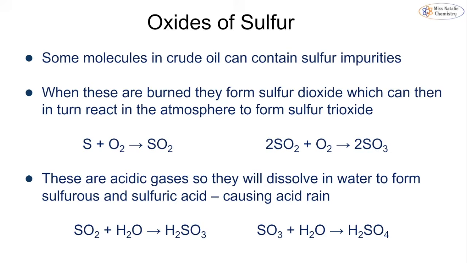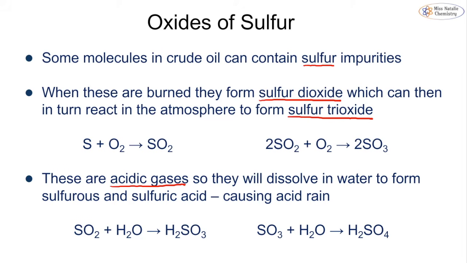In crude oil, some of the molecules can also contain some impurities of sulfur. And when we burn these impurities within the crude oil, we're going to form sulfur dioxide. And the sulfur dioxide can then react in the atmosphere to form sulfur trioxide. We can see that in these two equations here. So we have the sulfur reacting with oxygen to form SO2, and then the SO2 reacting with oxygen in the atmosphere to form SO3.